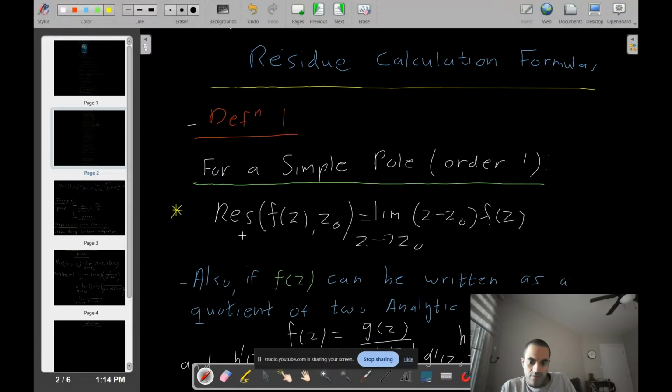residue calculation. First residue calculation formula. There's another one. Okay. Yeah, I'm going heavy on theory today. Very heavy. Maybe a little too heavy, but it's necessary for this topic.